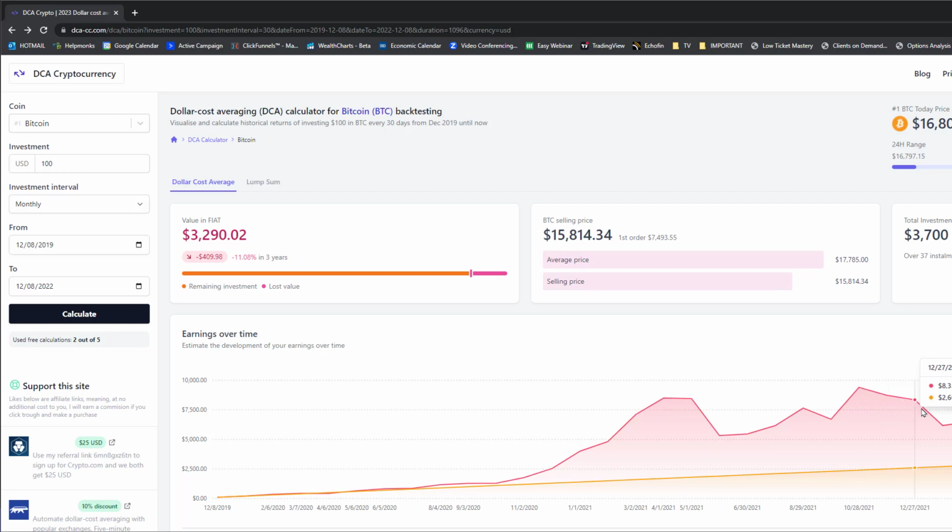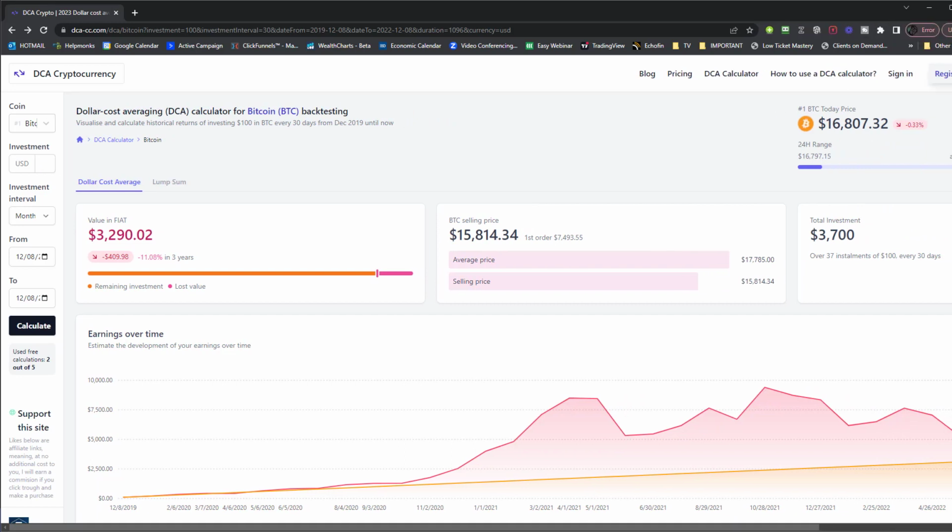The red line up here indicates how much money you have in dollars of Bitcoin. And down here, the orange line represents how much you've invested, because we're still investing that same amount. All right, now, if we go all the way out here, and let me pull this over for you. There we go.